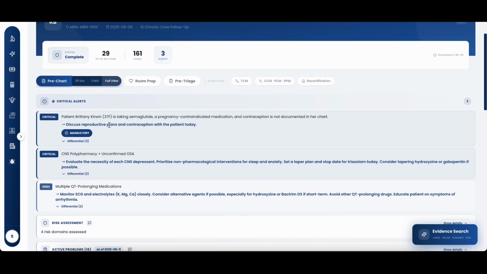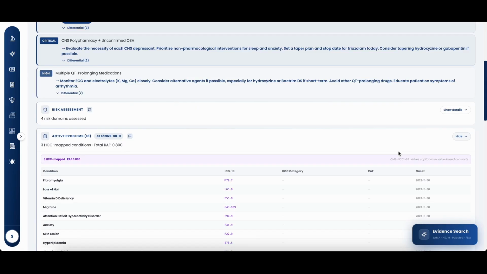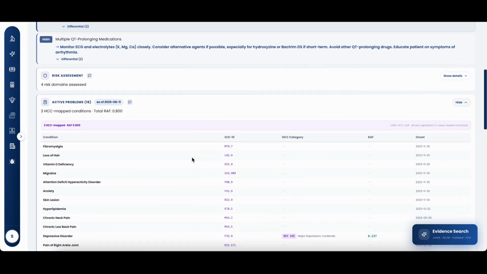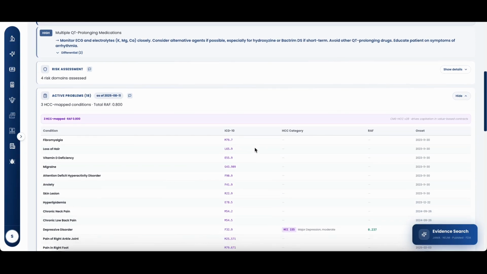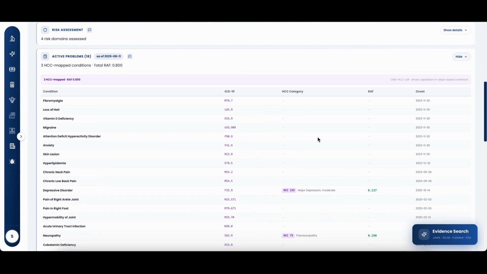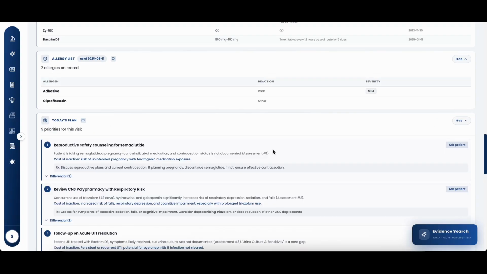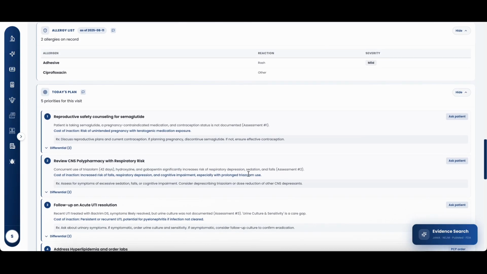Critical alerts are surfaced first, anything urgent or unsafe. Problems are tied to ICD and HCC, clinical and financial impact together, along with the medications and allergy section. Today's priorities are pulled forward, what actually needs to be addressed.